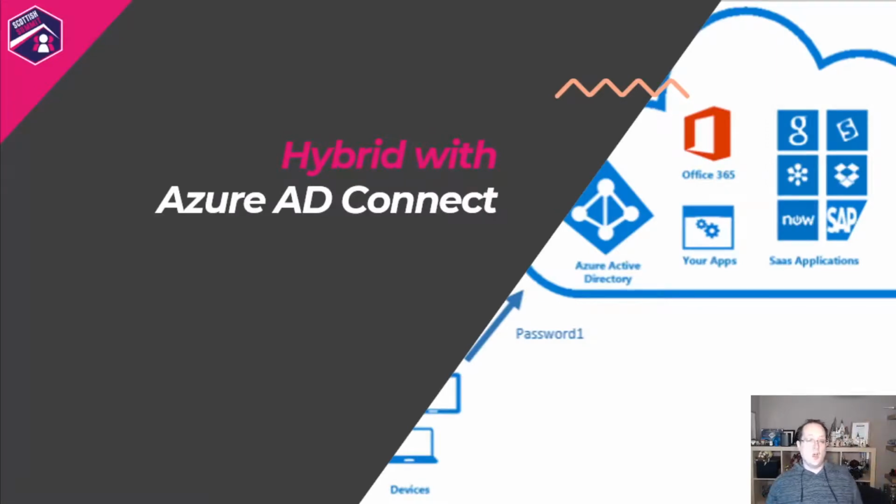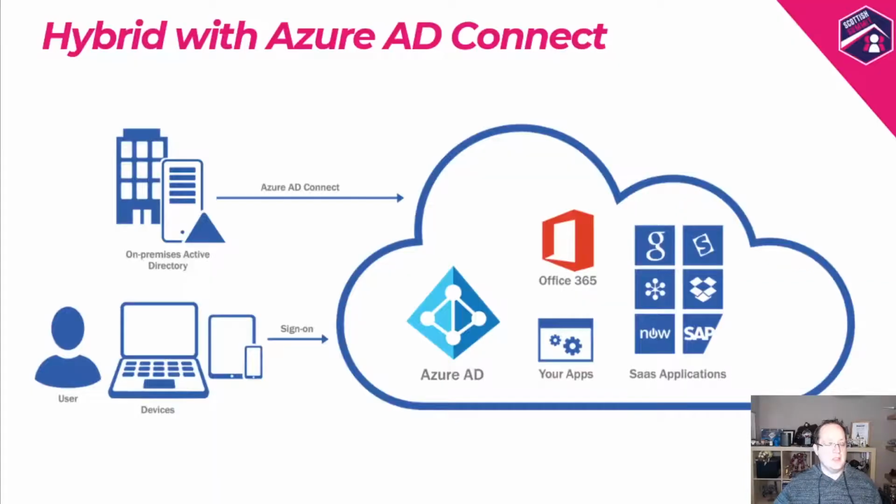So next up is probably the most common scenario, which is using a hybrid approach where you still maintain your Active Directory on-premise, and then you use Azure AD Connect to synchronize your users up into Azure AD. And so here's a diagram that's got a little bit more detail about how this works. Your users and devices are accessing cloud-based applications using their AD identities, which have been synchronized up to Azure AD. So they don't have to use a different set of credentials to access those modern applications.